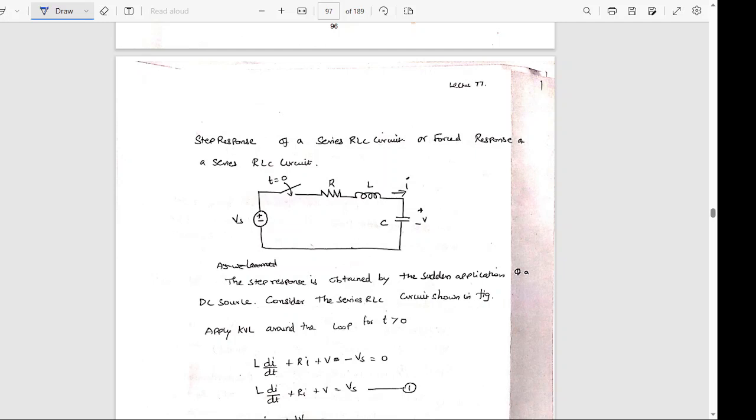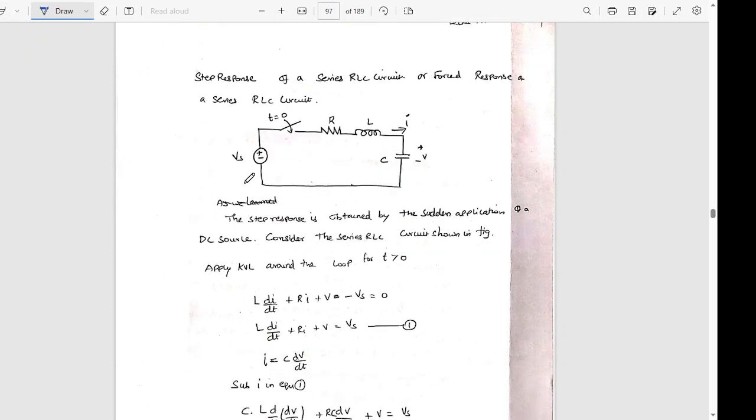So in this video we are going to discuss the step response of a series RLC circuit, or I may call it the forced response of a series RLC circuit, or the driven response of a series RLC circuit. Okay. What is different here is that we will have a source which is always connected to the RLC series circuit, so the response will be changed due to this.